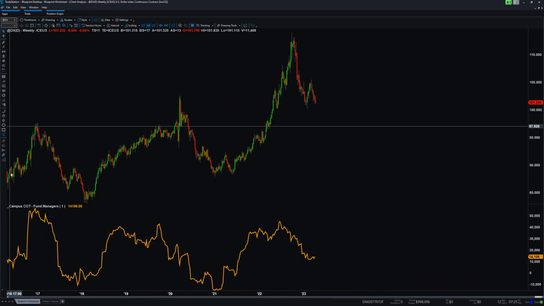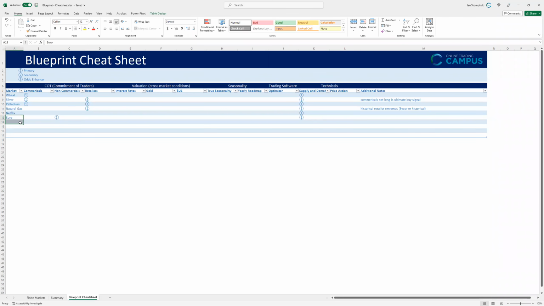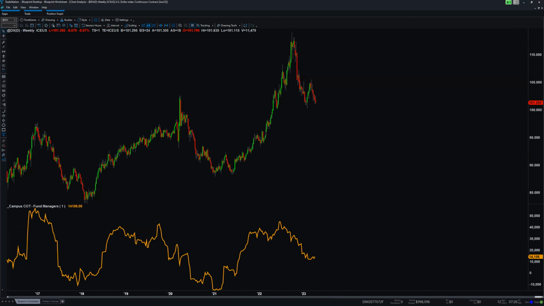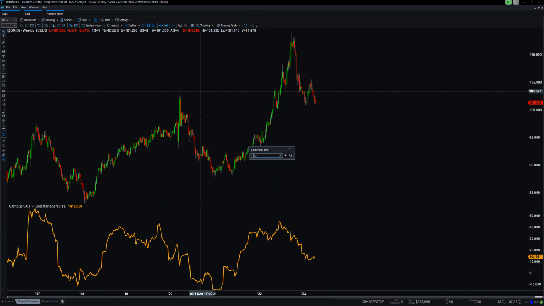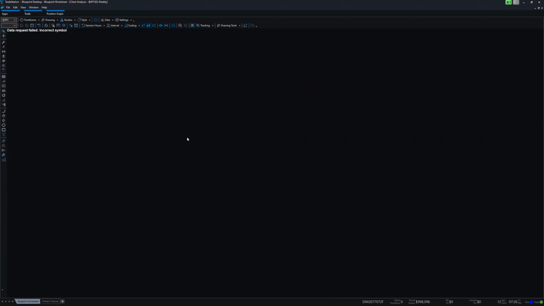So on the dollar as well, what we could do is, US dollar. The non-commercials is also our primary setup tool. Now let's look at Japanese yen as the last one. At JY.